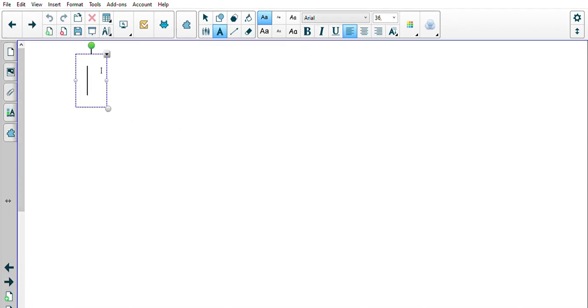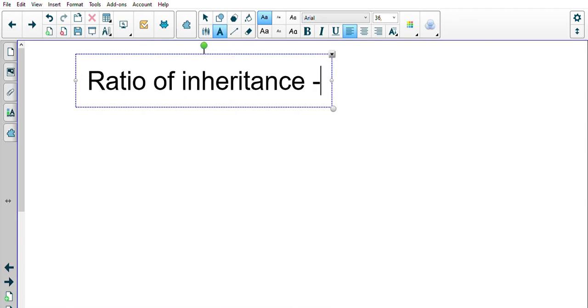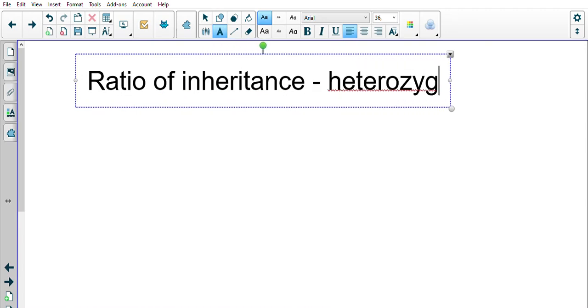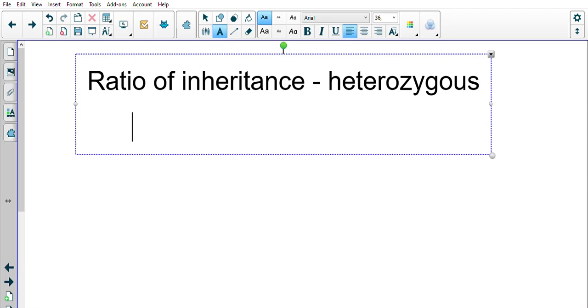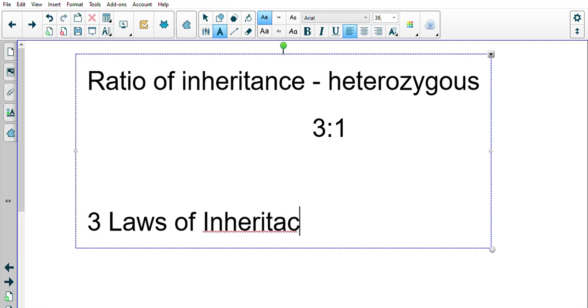What did he provide for us? Well, we then understand the ratio of inheritance. And the ratio particularly that we are referring to here is when there are heterozygous combinations. So when heterozygous combines with heterozygous, we are going to have a 3-to-1 ratio of whatever is the dominant to the recessive. So that was the ratio of inheritance. And then he also provided us his 3 laws of inheritance, which being the law of dominance, the law of independent assortment, and the law of segregation.